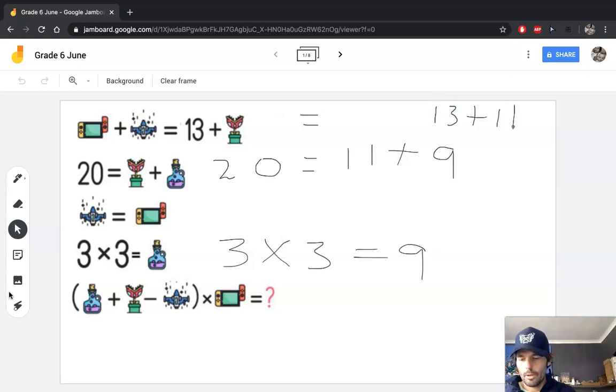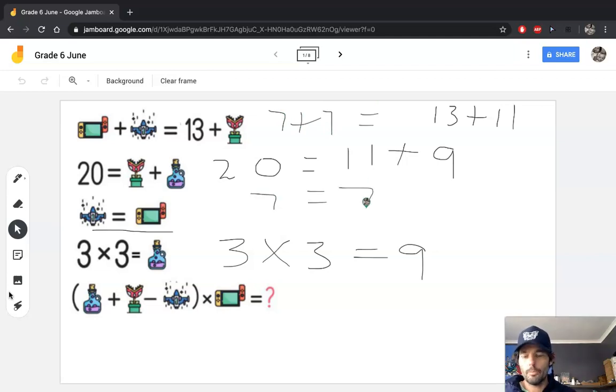And if we have a look at the third line, we know that the Game Boy and the fighter jet are going to be equal to each other. So they must be 7 plus 7. Let's make a bit more space. So 7 plus 7 is equal to 14. So we know those two symbols are equal.